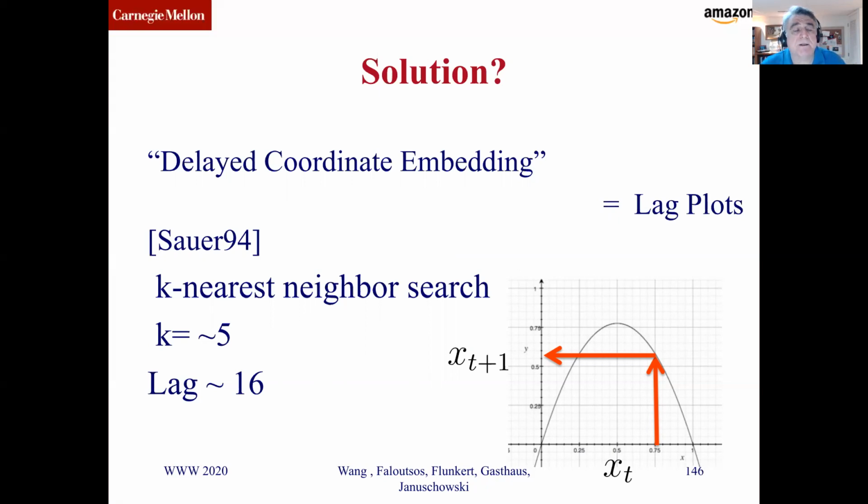Tim Sauer said that the number of neighbors should be more than 1 and less than, but not too huge, because otherwise we average over the whole population. And in his experiments, a lag of 16 gave good results. There are a lot of papers on how to choose the appropriate lag using mutual information and other complicated techniques. We won't go into detail.